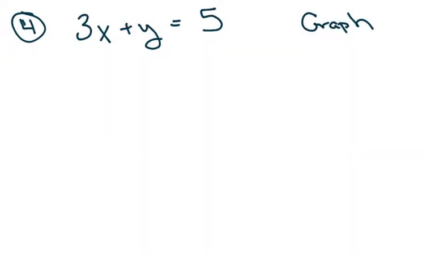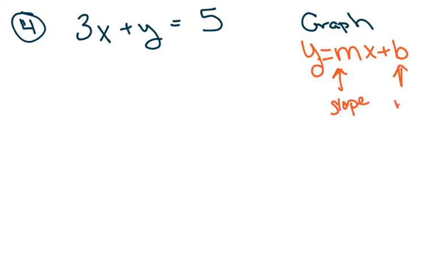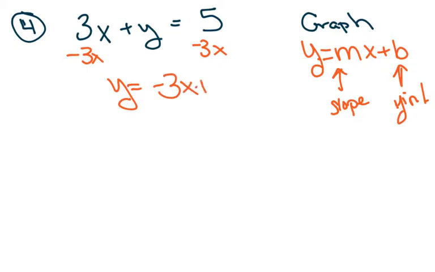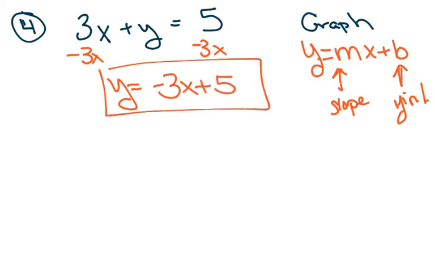All right, how do we graph 3x plus y equals 5 if they don't ask us to do intercepts? Well, probably the best thing to think about is y equals mx plus b, so putting in our slope-intercept form, remembering that the m is our slope, the b is our y-intercept. So if I rearrange this, let's see, we'd have to minus 3x, so we get y equals -3x plus 5. So there's my equation.